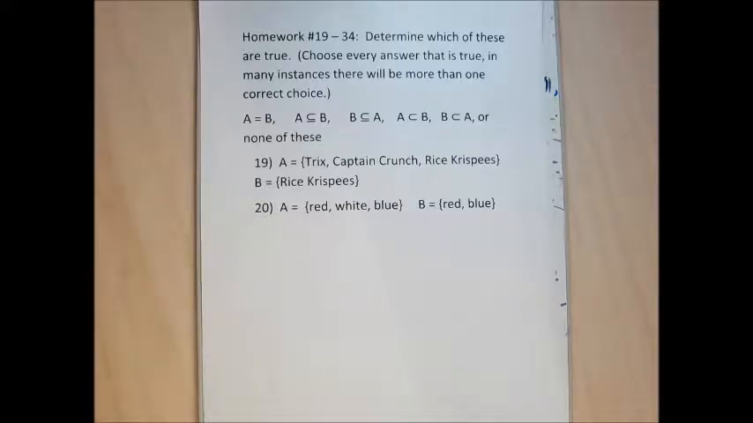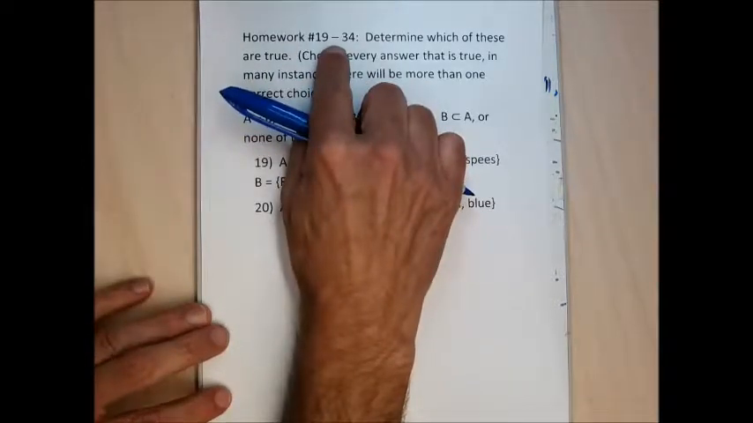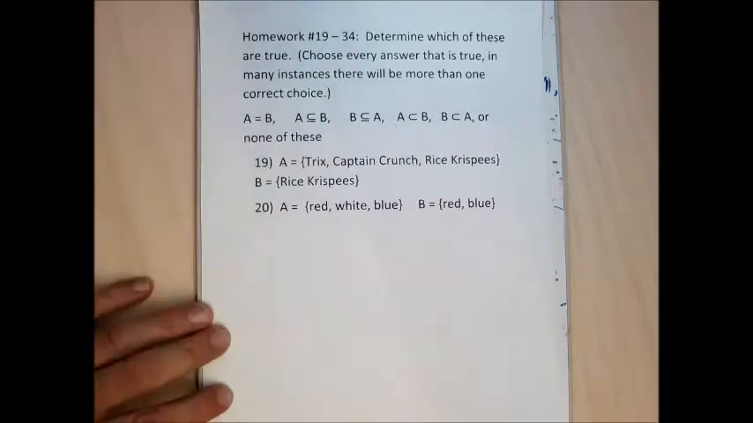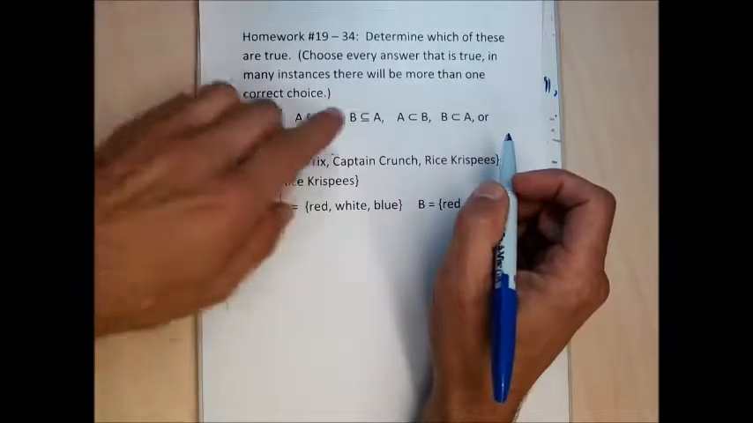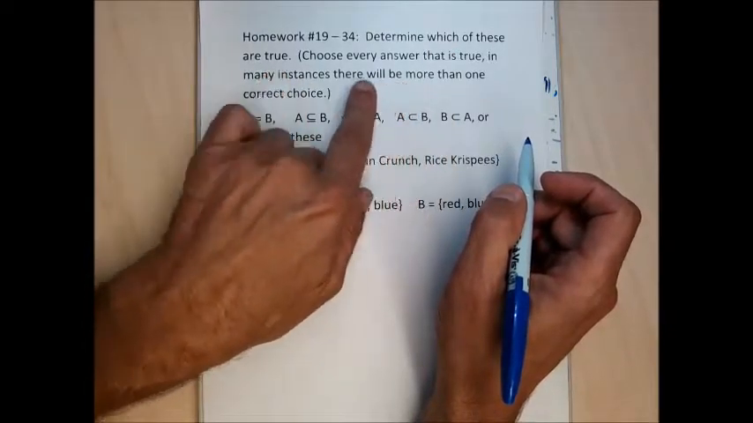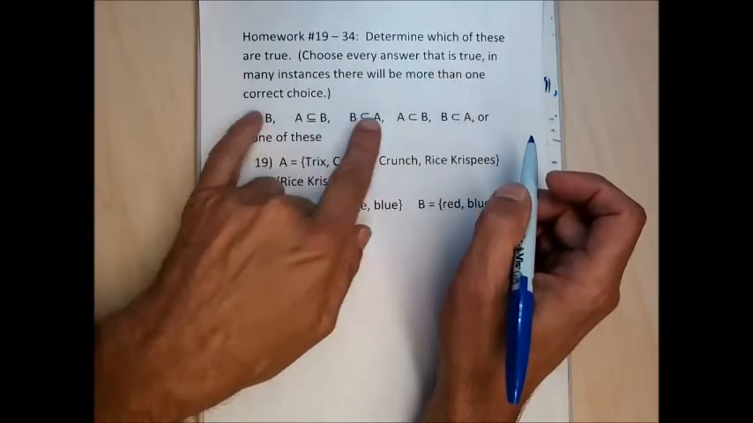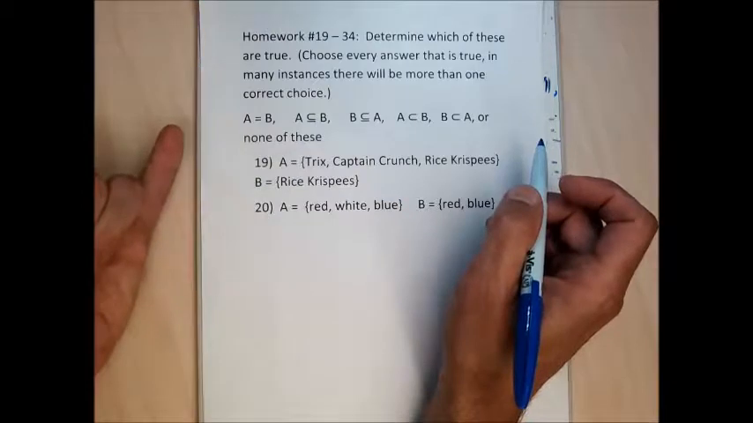So this will be the end of section 1.3. There really isn't anything new in this part. There's just a handful of problems to do. Unfortunately, they're really long. The instructions for each of the problems between 19 and 34 say determine which of these are true. Choose every answer that's true. In many instances, there'll be more than one correct answer.